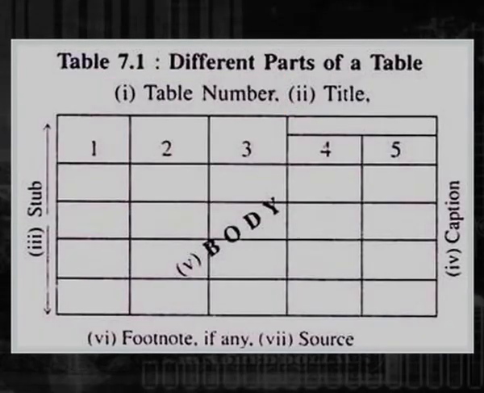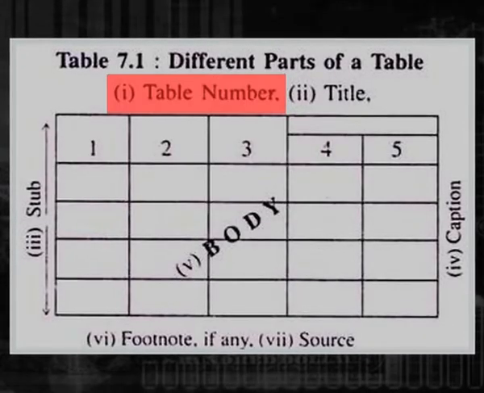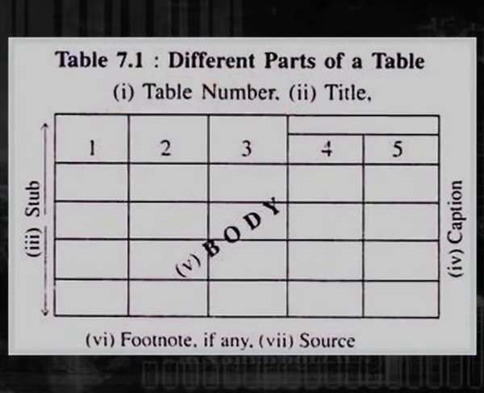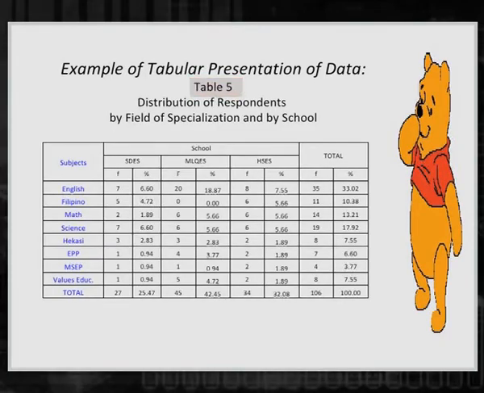There are different practices with regard to the place where this number is to be given. The number may be given either in the center at the top above the title, or at the side of the title at the top, or at the bottom of the table on the left hand side.